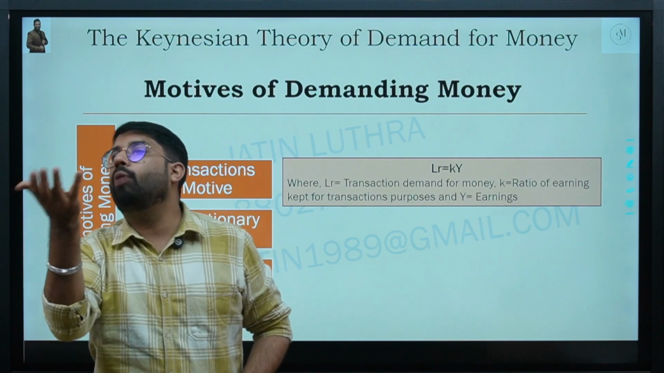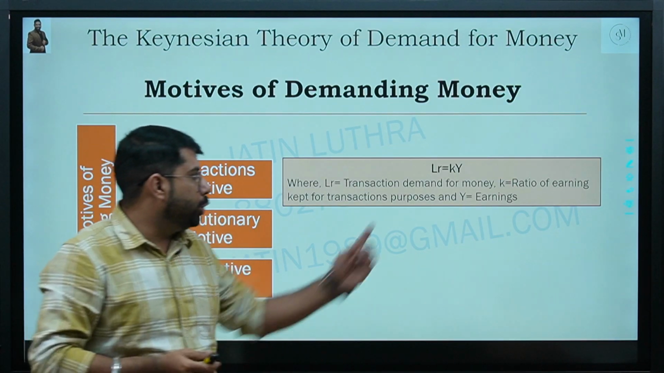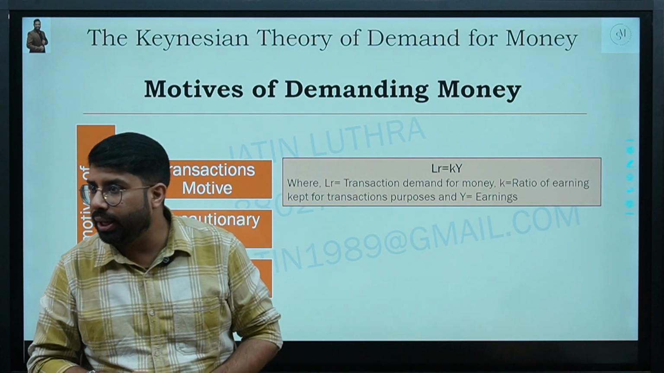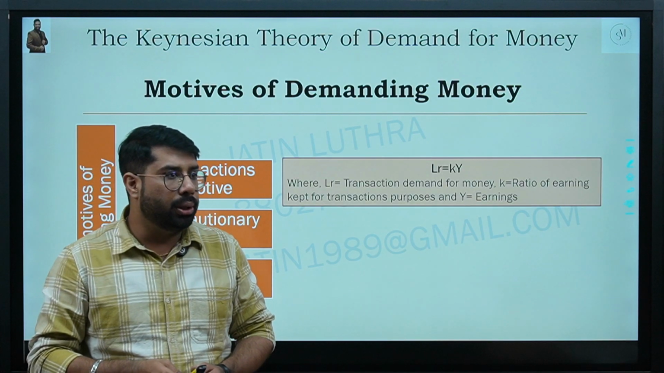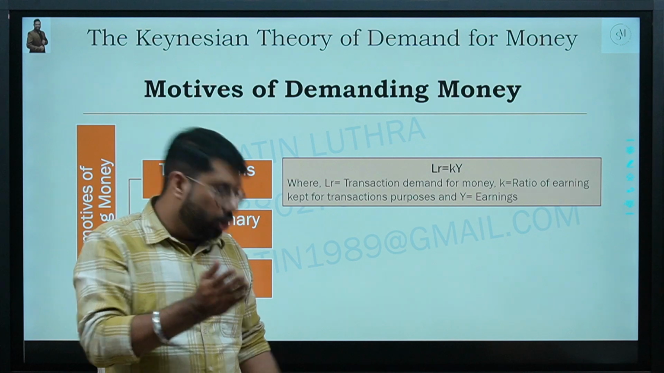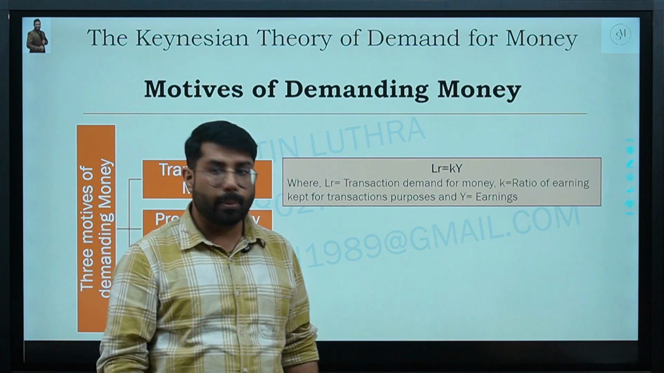Ratio of what will you keep aside? Ratio of your earnings you will keep aside. So how much money you need for transaction equals what? Your need equals what you have. What is demand?